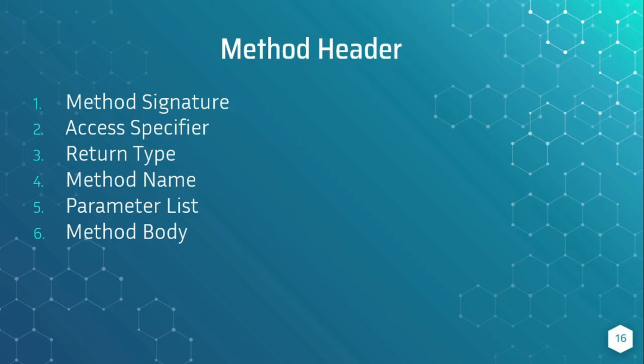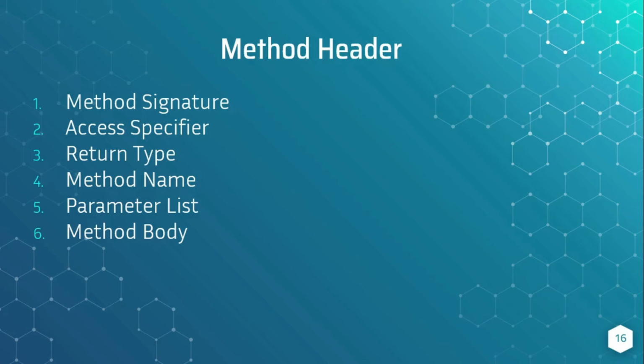Second, we have the access specifier. Access specifier or modifier is the access type of the method. It specifies the visibility of the method. Java provides 4 types of access specifier. First, we have public. The method is accessible by all classes when we use the public specifier in our application.